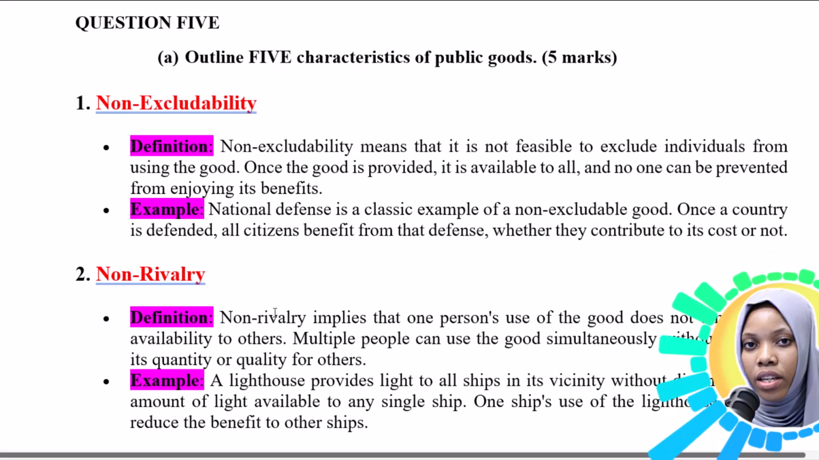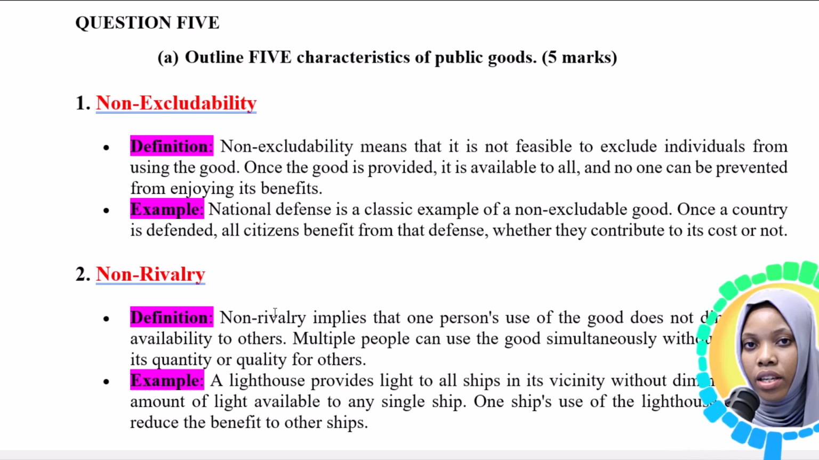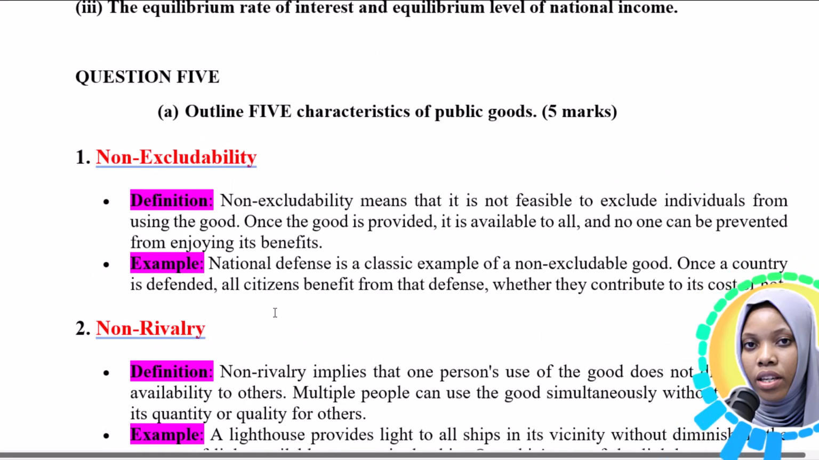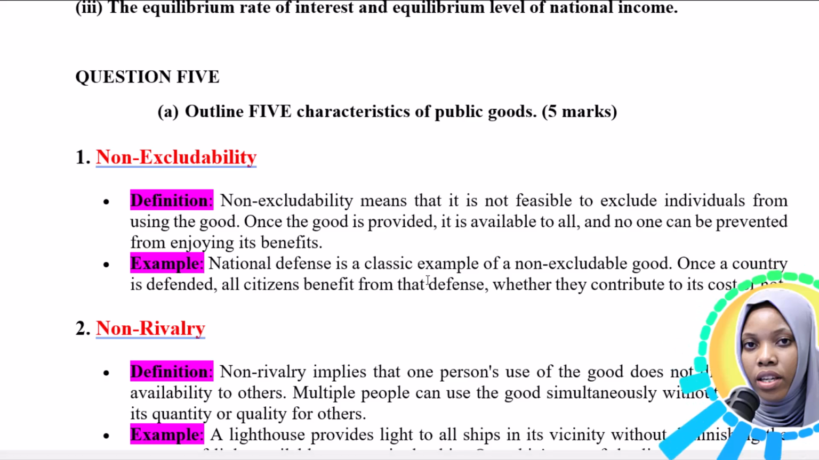The first characteristic of public goods is non-excludability. That is, they cannot be excluded from one person. They include all individuals. Everyone is allowed to use the public goods. Non-excludability means that it is not feasible to exclude individuals from using the good. Once the good is provided, it is available to all, non-discriminatory.